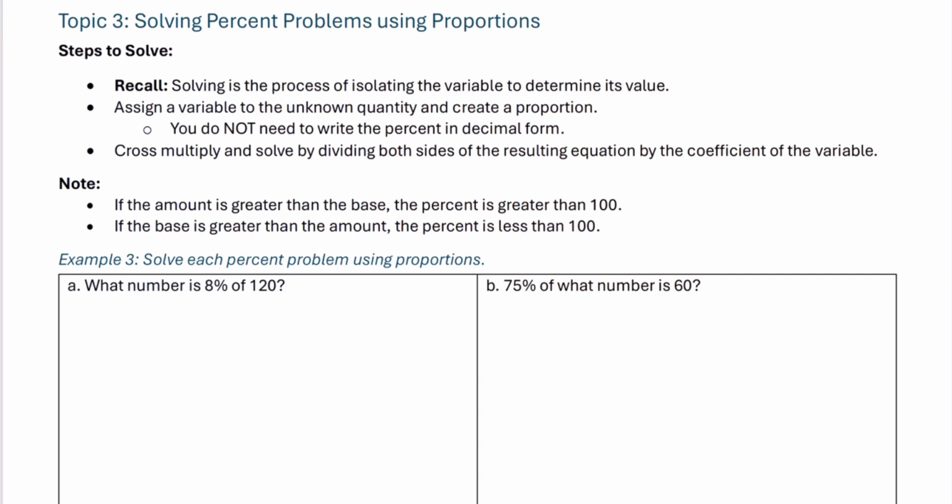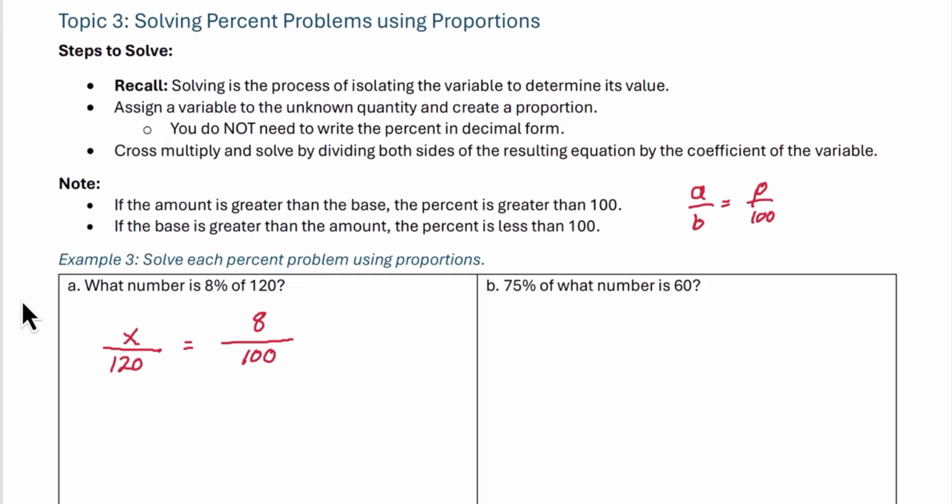For example, what number is 8% of 120? We'll start by setting up a proportion. And remember that is amount over base equals percent over 100. The percent is usually the easiest part. We have 8 divided by 100. And then the amount and the base we have to think about. What number is 8% of 120? 120 is the base, the total quantity. The amount that we don't know will give x.